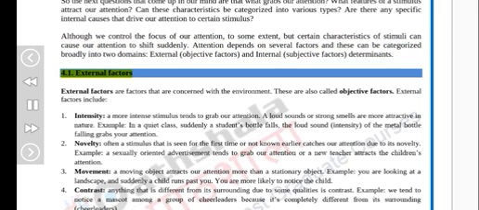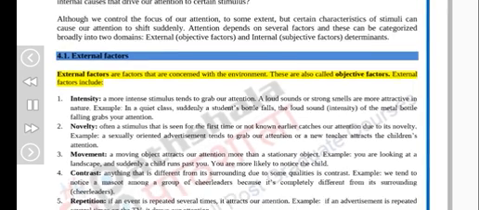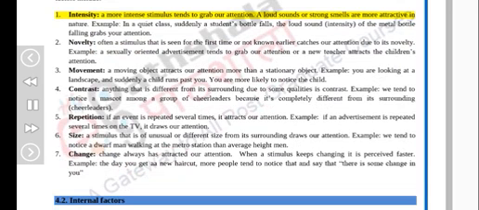4.1. External factors. External factors are factors that are concerned with the environment. These are also called objective factors. External factors include 1. Intensity. A more intense stimulus tends to grab our attention. Loud sounds or strong smells are more attractive in nature. Example, in a quiet class, suddenly a student's bottle falls. The loud sound intensity of the metal bottle falling grabs your attention.